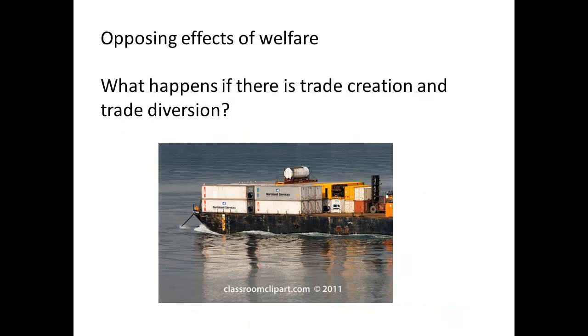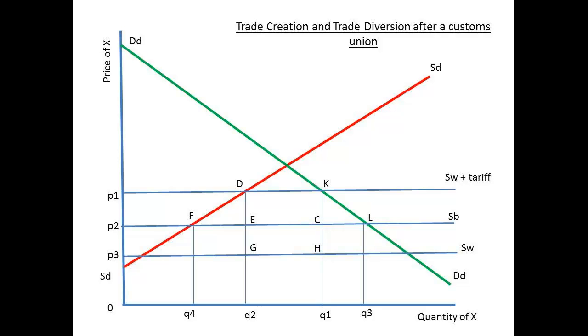Now we shall consider what happens if there is trade creation and trade diversion. In this map we have added an additional curve. SW represents the supply from the rest of the world, in other words, the supply from outside the customs union. Remember that SB is the supply curve from inside the union, from country B, and SD is the domestic supply curve. Without a tariff, the supply SW from the rest of the world was at price P3. Imposing the tariff puts the price at P1.